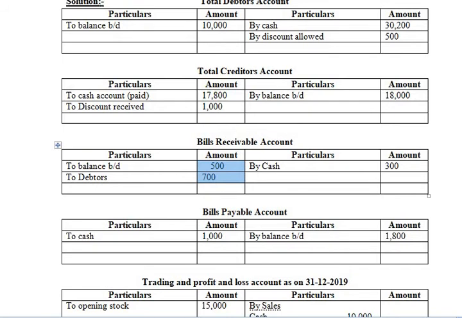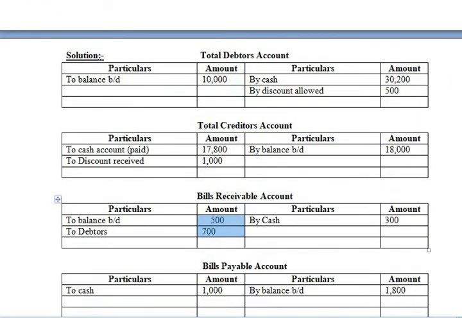Another entry will be to the debtors account, by bills receivable account, and the amount is 700. Okay, next.